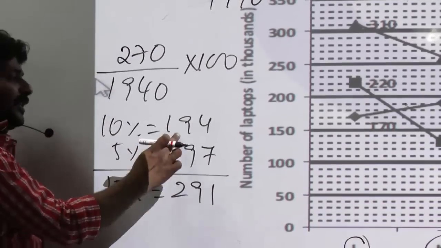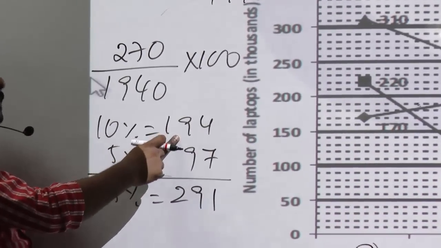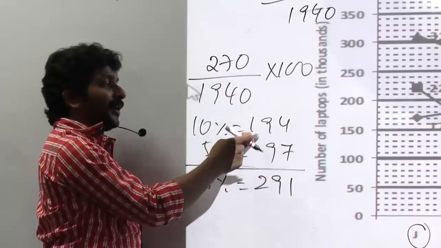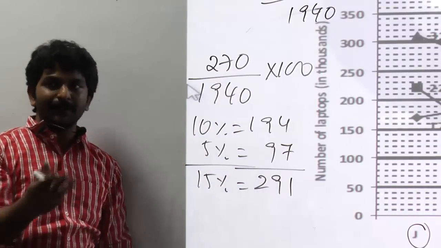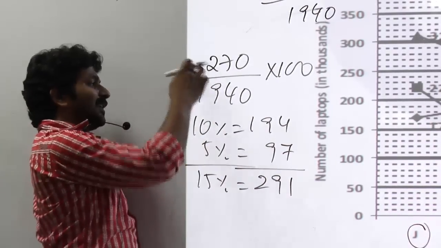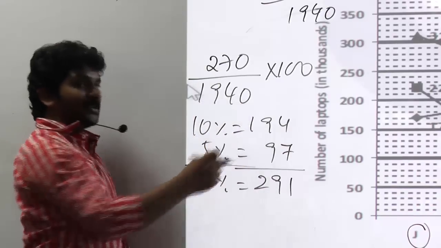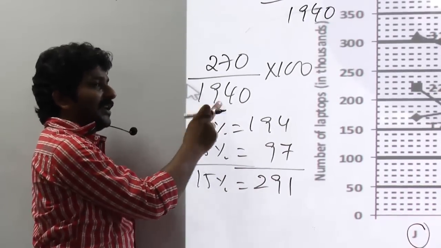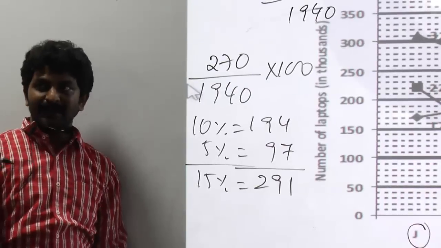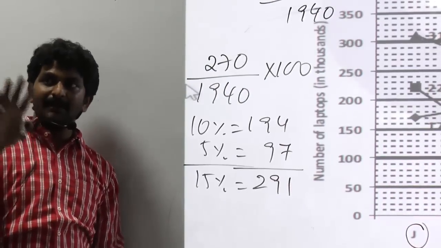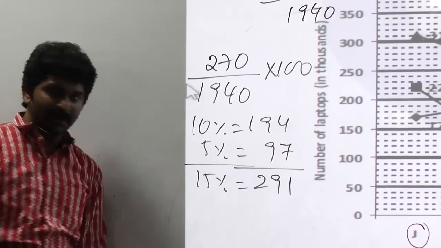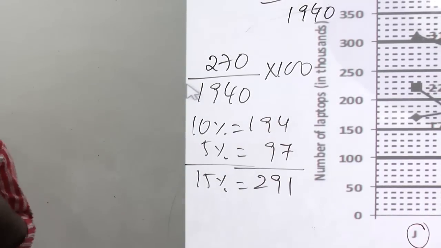If your number is 20 more than this, you can go for 11% as your answer. Yes or no? If your number is 40 more than this, you can go for 12% as your answer. But how much is the nearest gap between these two numbers? 80. 1% is 19.4. We will treat that as 20. If 20 is 1%, 80 will be 4%. So, answer 10% plus 4%, 14%. Next.